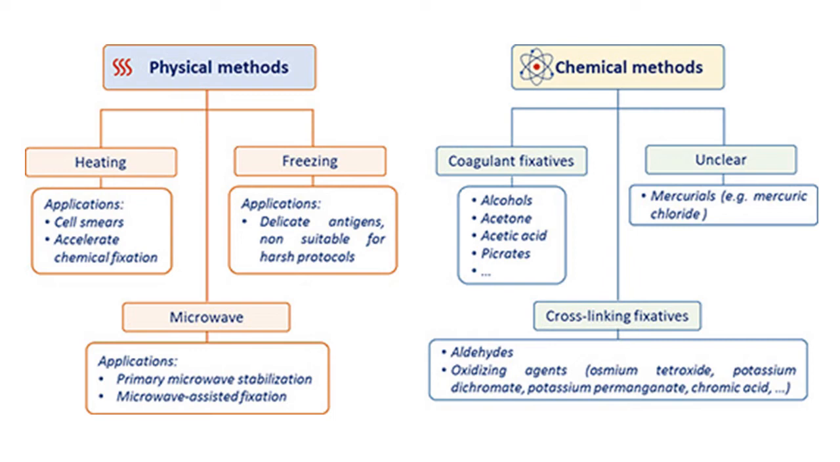In the chemical method, we can divide into three: coagulant fixative, unclear, and cross-linked fixative. For coagulant fixative, we can use alcohol, acetone, acetic acid, picrate. Then unclear: mercuric chloride we are using, in the unclear chemical method. Other one, cross-linked fixative, here we are using aldehyde and oxidizing agents. Examples of oxidizing agents: osmium tetroxide, potassium dichromate, potassium permanganate, and chromic acid.